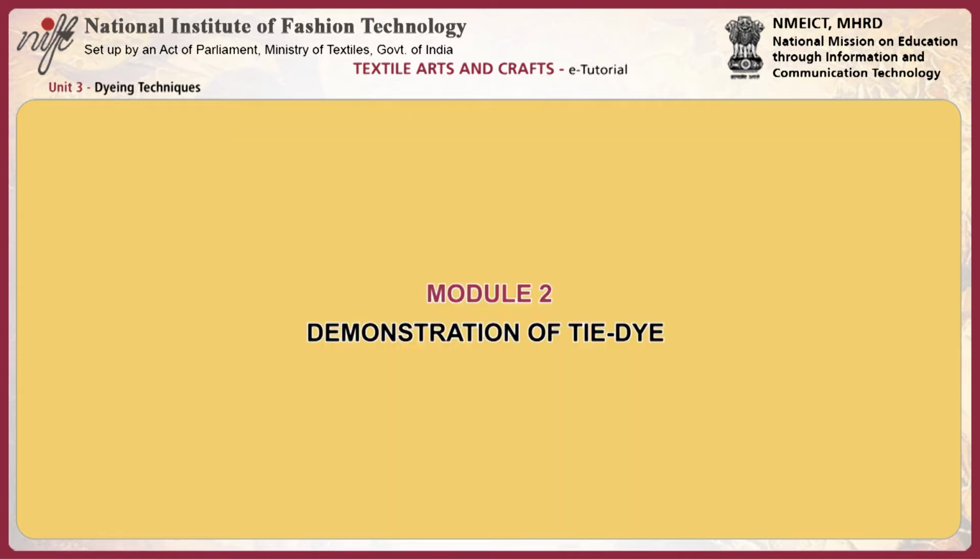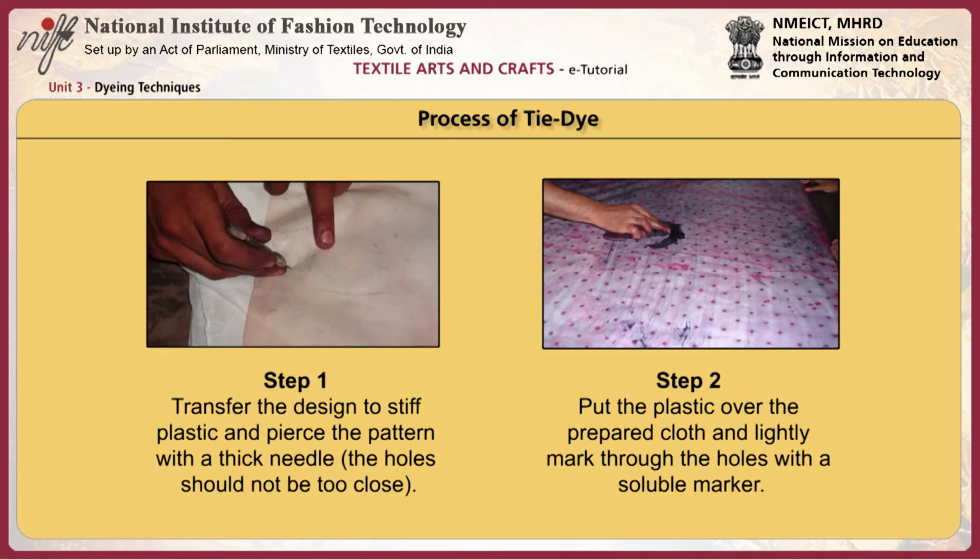Now, let us move on and learn the process of tie-dye. Follow these steps to tie-dye. Transfer the design to stiff plastic and pierce the pattern with a thick needle. The holes should not be too close. Put the plastic over the prepared cloth and lightly mark through the holes with a soluble marker.